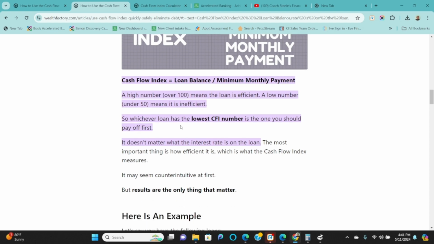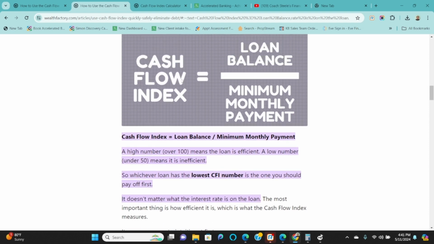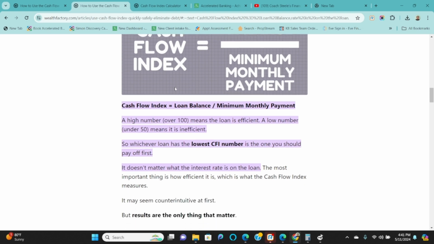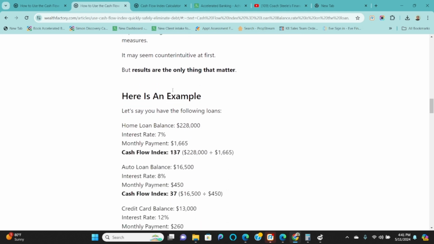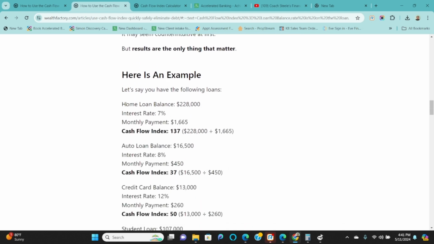So whichever debt has the lowest CFI number, that's the one we want to pay off first when we're using cash flow index to get rid of credit cards, personal loans, auto loans, different things like that, mortgages. And so I'll show you how to add all of that up, do the math on it, and see which debt to attack first. So two quick examples.